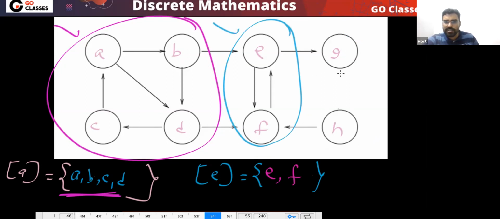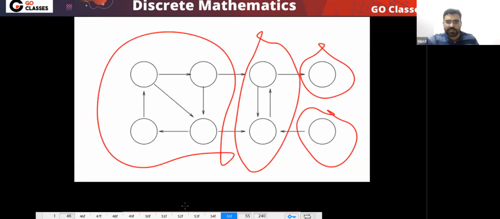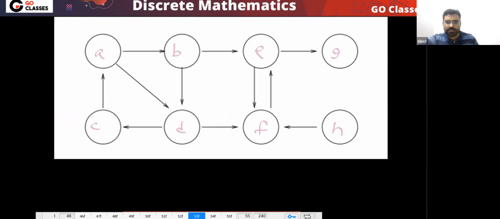Next, you can notice there will be G, and next there will be H. So in total, you have 4 strongly connected components in this graph. These are the 4 strongly connected components. Is this clear? Does anyone have any doubt in this?